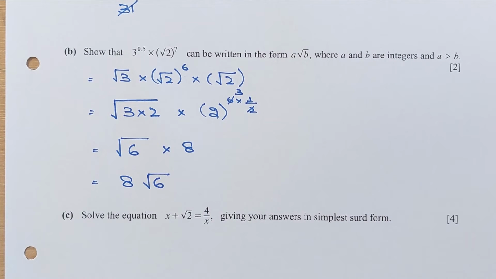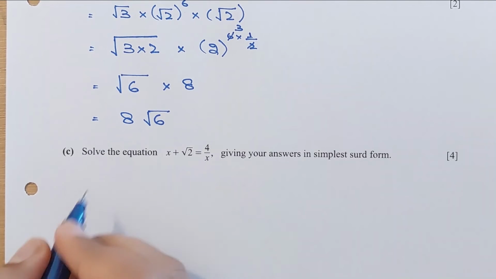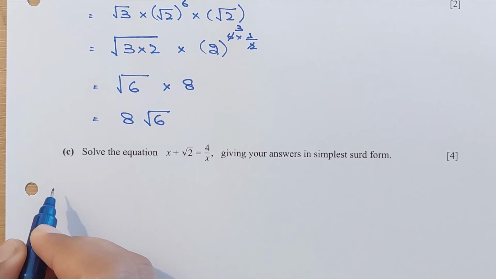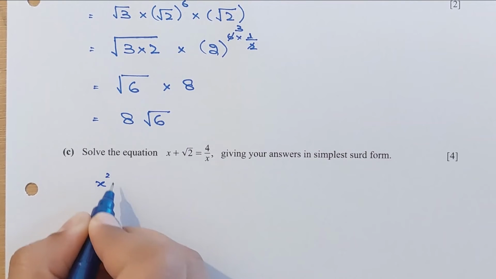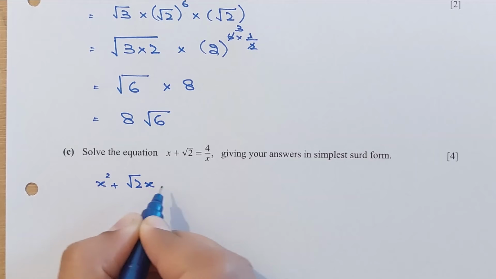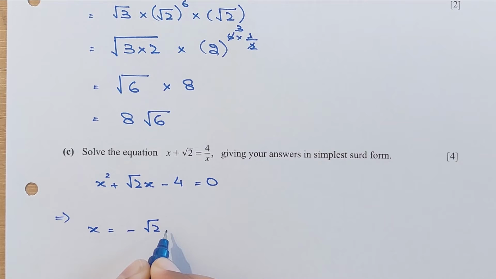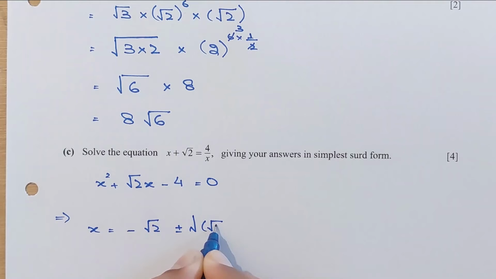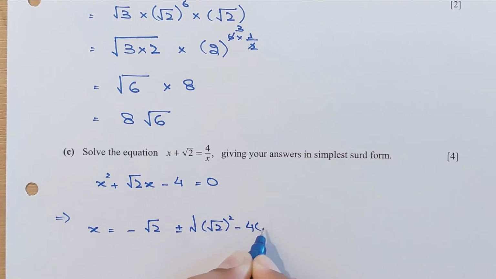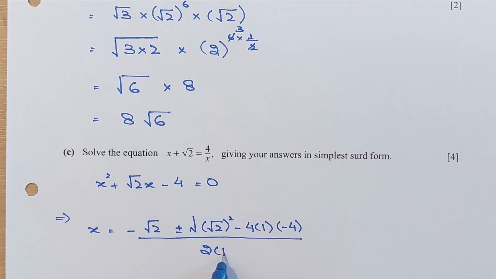Now for this part C, solve the equation and give your answer in its simplest surd form, right? So let me multiply throughout both sides by x. So we have x squared plus square root of 2 x minus 4 equals 0. This looks like a quadratic equation. Let me apply the quadratic formula. x is equal to negative of the b value plus minus square root of b squared minus 4 times a value times the c value, divided by 2 times the a value, which is just 1.